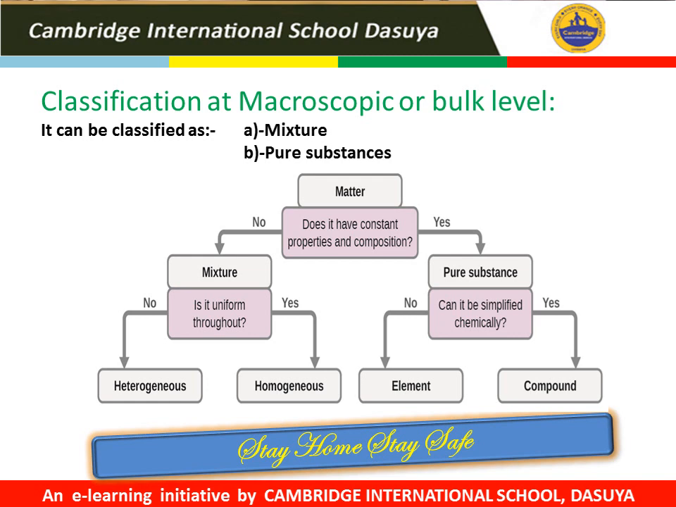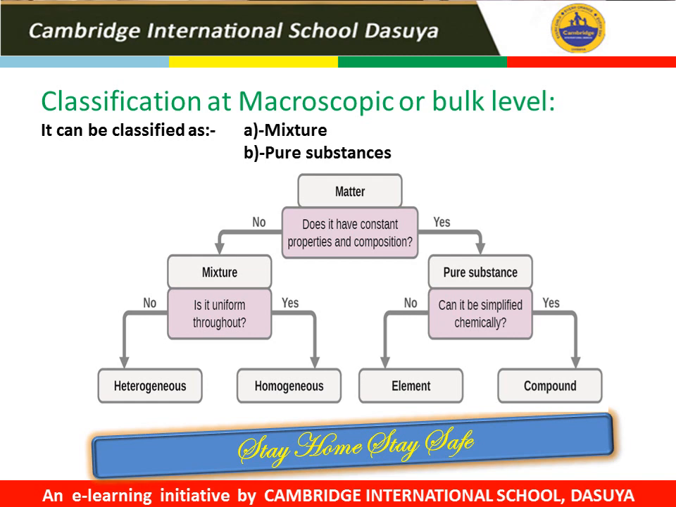Then in the case of a mixture, if the composition is uniform throughout, for example salt in water, then we call it a homogeneous mixture. If it has uniform composition, then we get a homogeneous mixture. And if the composition is not uniform throughout, that means the properties are different at different places, then we say that the mixture is a heterogeneous mixture.